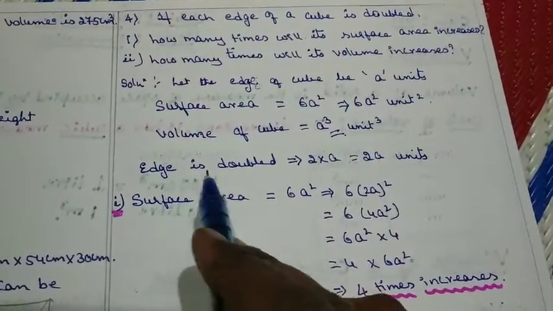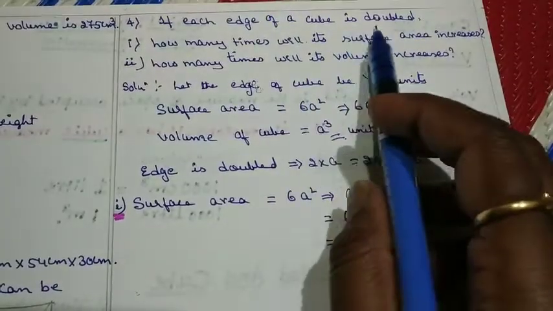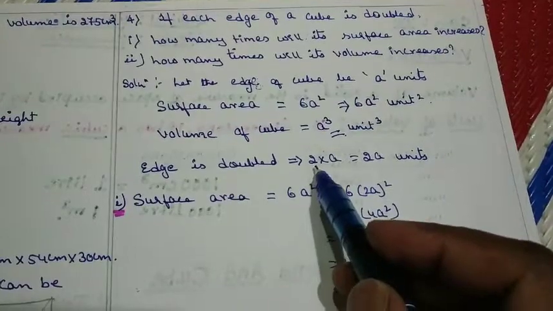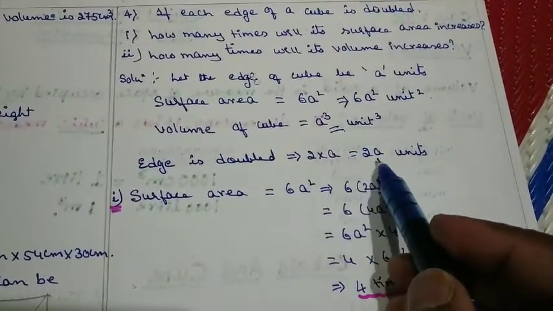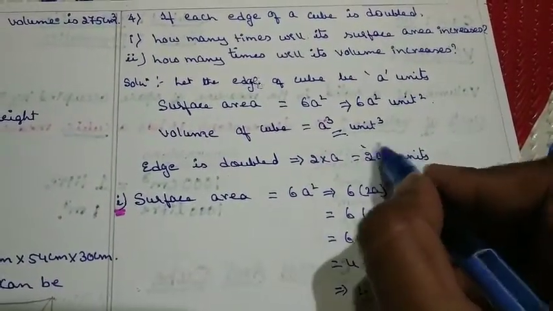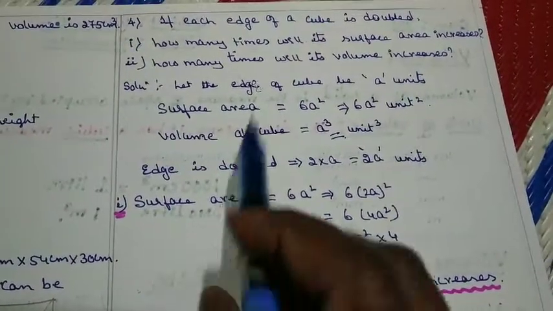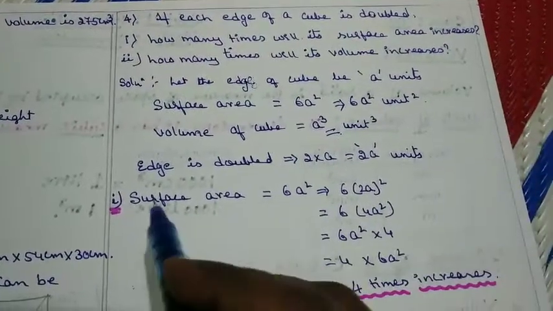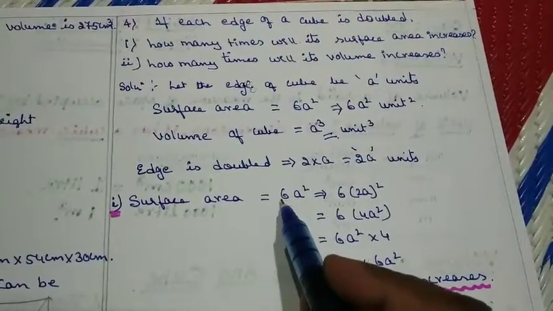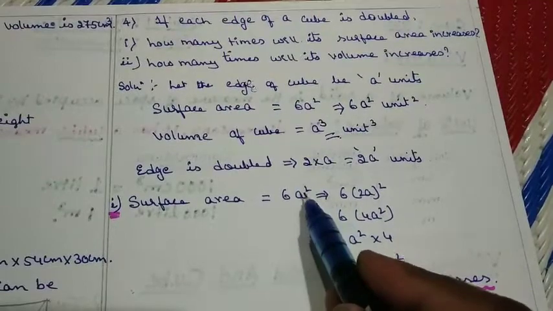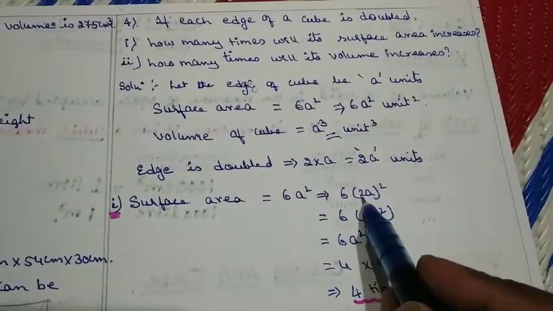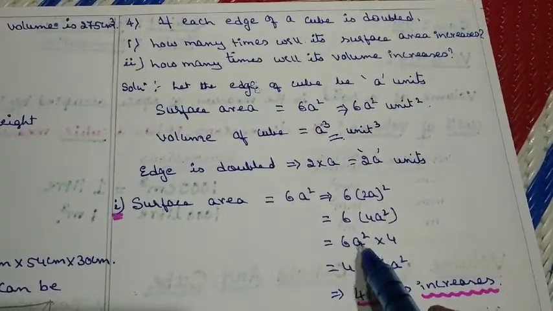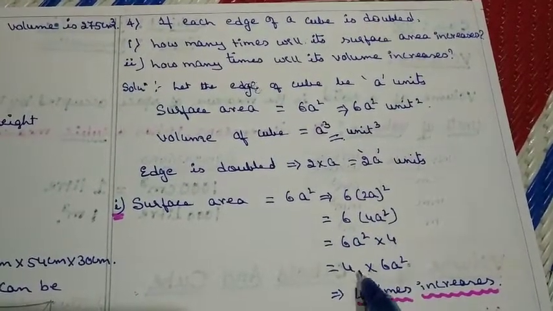If the edge is doubled, according to the question, then 2 into a, doubling is nothing but multiplication with 2. So 2 into a becomes 2a units. The measure of edge is 2a now. And it is asking us to find the surface area, how many times it increases. We know that surface area is nothing but 6a square, and in place of a now we need to take it as 2a, that is 2a whole square. 6 into 4a square, then 6a square into 4, then 4 into 6a square.